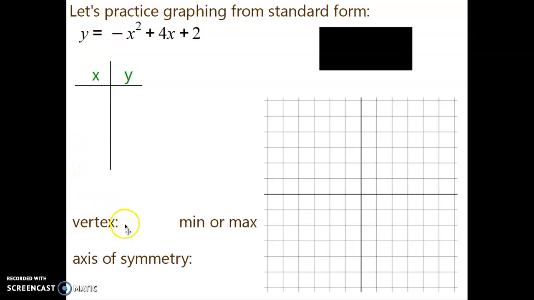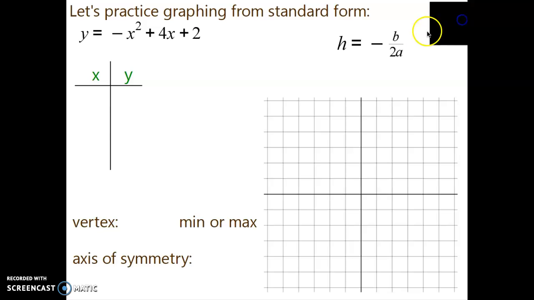First thing we need to find is the vertex. Okay, so we did this quite a while back in the last unit, but here is our vertex formula. Write that on your paper, h equals negative b over 2a. Okay, let's substitute into that formula. So b is the one in front of x. Here's b, so in the numerator I'll have negative 4. And in the denominator, 2 times a, and remember a is the one that's here in front of the x squared. So negative 4 divided by negative 2 is positive 2. That's the x-coordinate of the vertex.